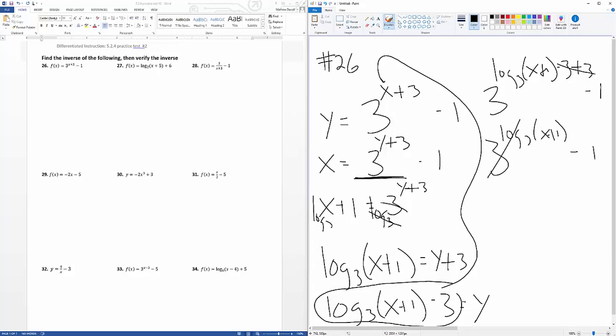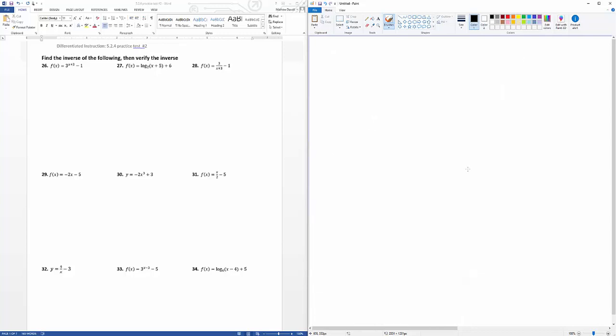Then the log base 3 and the 3 cancel out. And then the 1 and the negative 1 cancel out, and you're left with x. So therefore, they are inverses of each other. Now for this next one, I'm just going to kind of set us up for it.